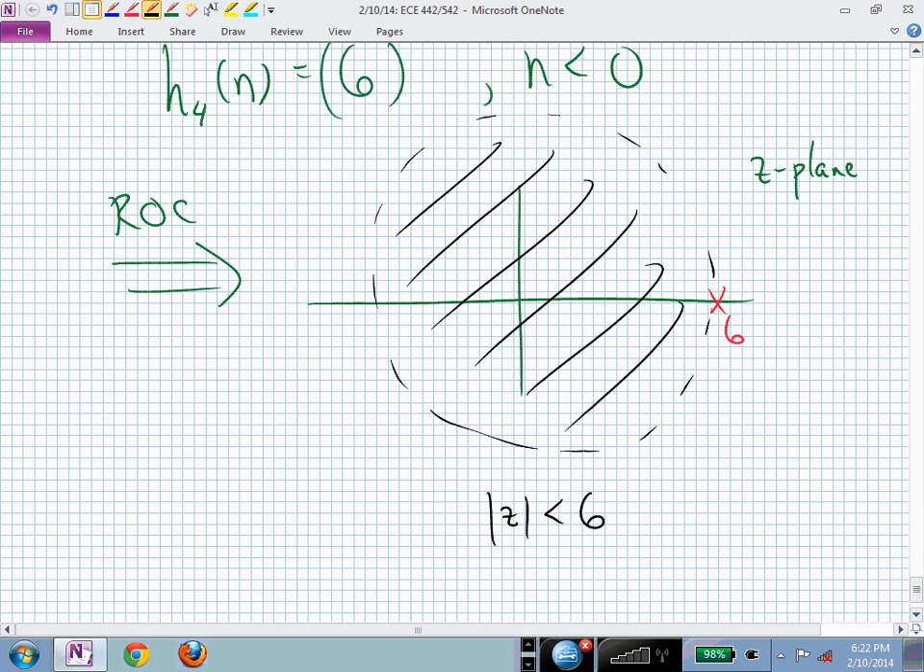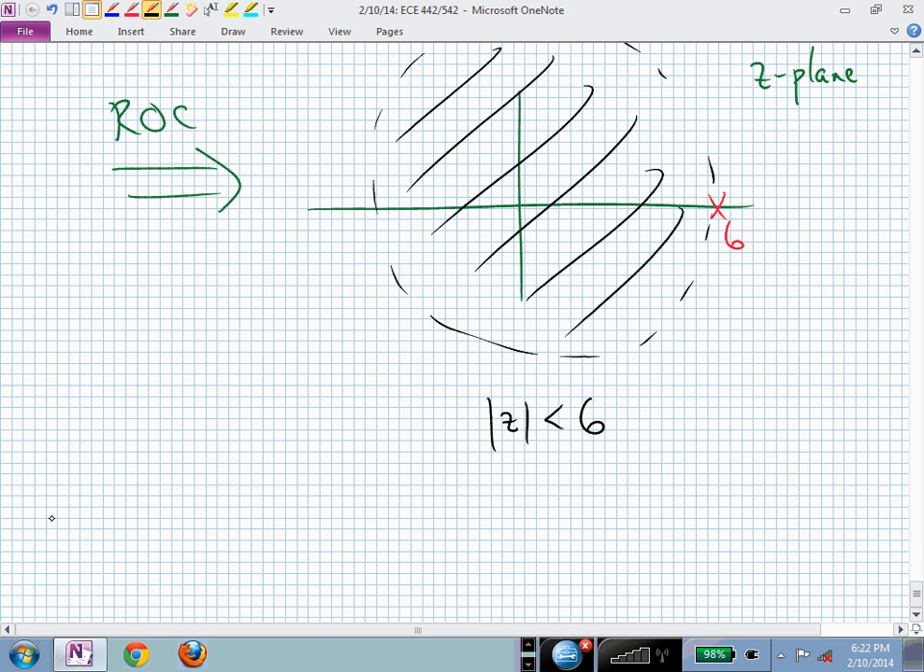Questions on region of convergence? Now do you have a better feel for that? Based on your region of convergence, now you can uniquely determine the inverse z-transform, knowing what you know about the region of convergence. So let's now talk about the inverse z-transform.